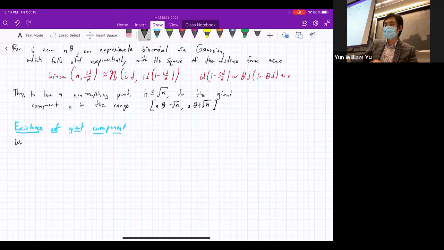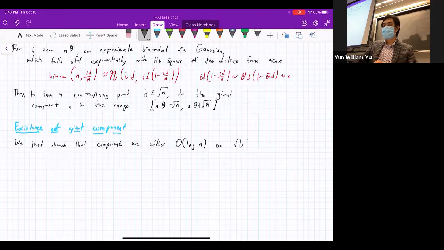So what did we just show? We just showed that components are either O of log n, so smaller than log n, or omega of n, so at least as big proportionally as the entire network itself. I mean, when I say show, I mean show with high probability, of course.